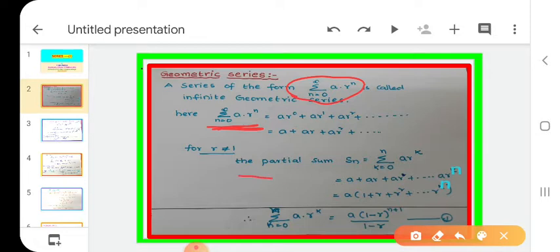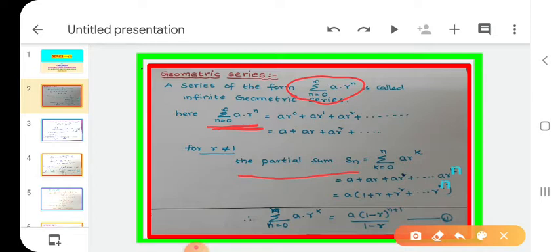Now I take the partial sum of the given series. Let Sn be the partial sum of the given series. Sn equals summation k equals 0 to n of a into r power k, where k is from 0 to n only. That means finite terms. This sequence has only finite terms. Now I write the terms of this partial sum. What is the value of k from 0 to n? So I put first k equals 0, we get a into r power 0.